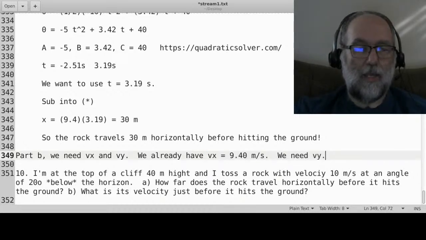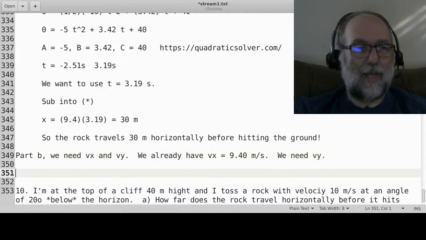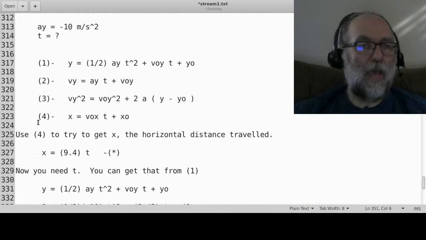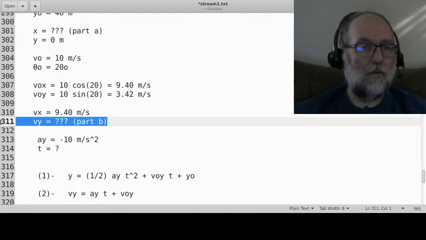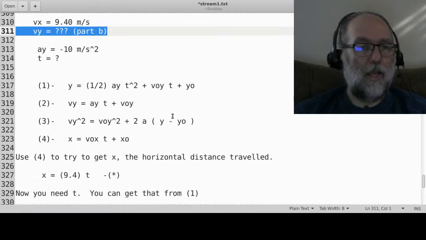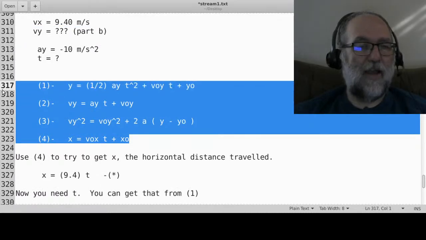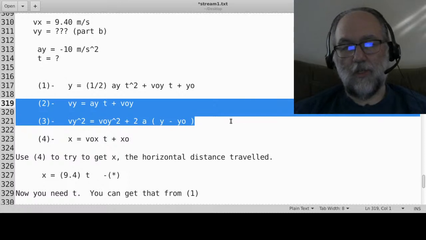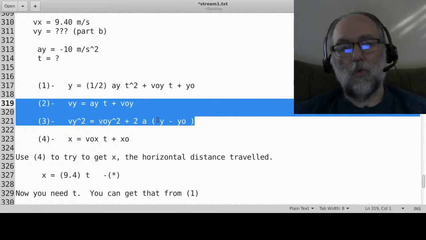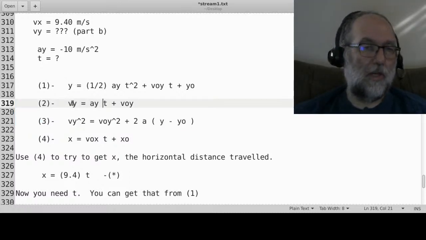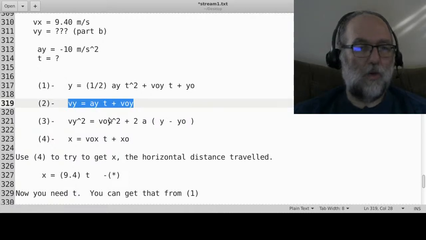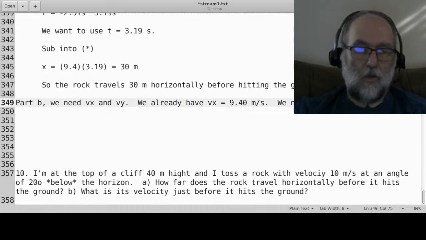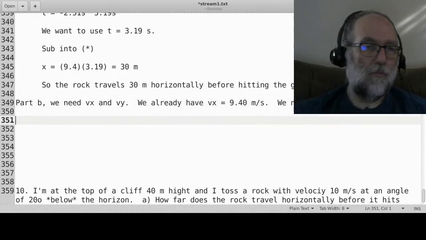We need vy. You say, well, where am I going to get vy? It was one of the unknowns that we had up above for part B. You take a look at this and go, okay, I need to find vy. That means you can either use equation 2 or equation 3. You could use equation 3, but equation 2 is just as good and it's easier. So we'll use equation 2.